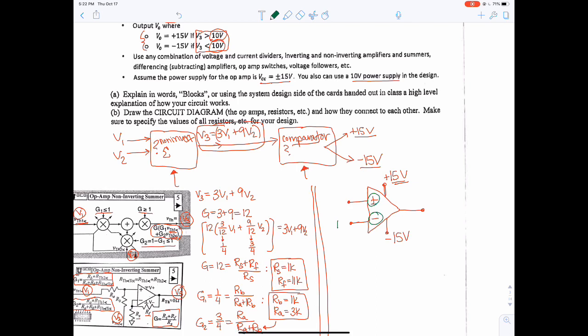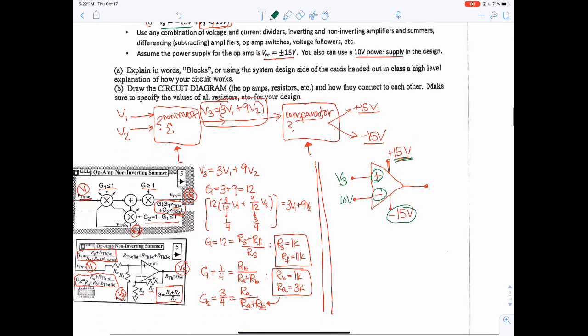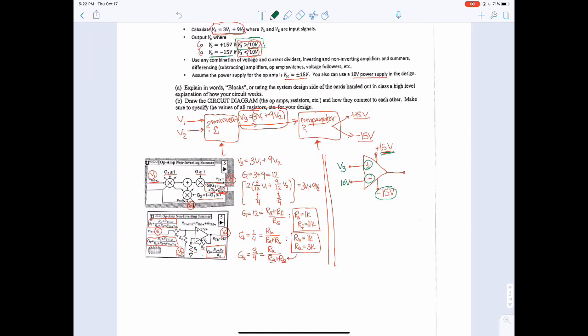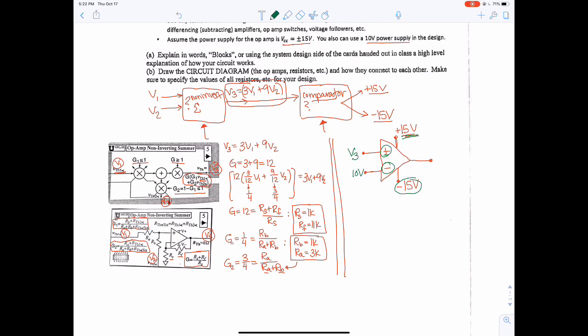So if we have 10 volts on the minus side and we put V3 on this positive side, when V3 is greater than 10, then we would get the plus 15 volts out, which is what we want to achieve. We then check if V3 is less than 10, then we're going to get this negative 15 volts out, which is what we want from this. So that would achieve our end goal. So the output of this is going to be VO.